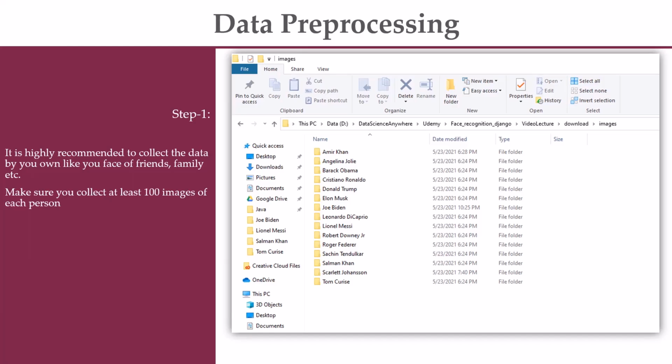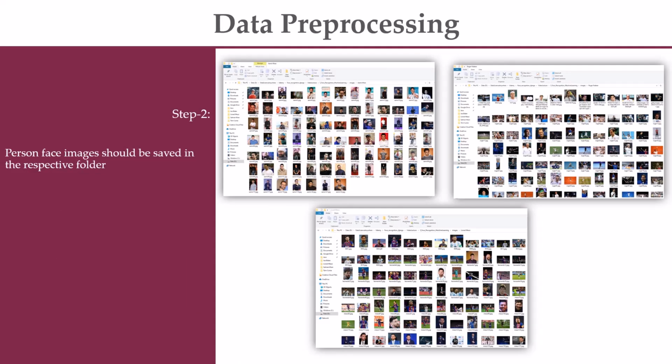Step 1 in data pre-processing is to collect the data. It is highly recommendable to collect the data on your own, like friends, family, etc. Make sure the data or images you have collected has at least 100 images of each person. However, for general purpose, I collected the data of 15 celebrities like Barack Obama, Donald Trump, Elon Musk, etc. The procedure is the same for your own collected images too.